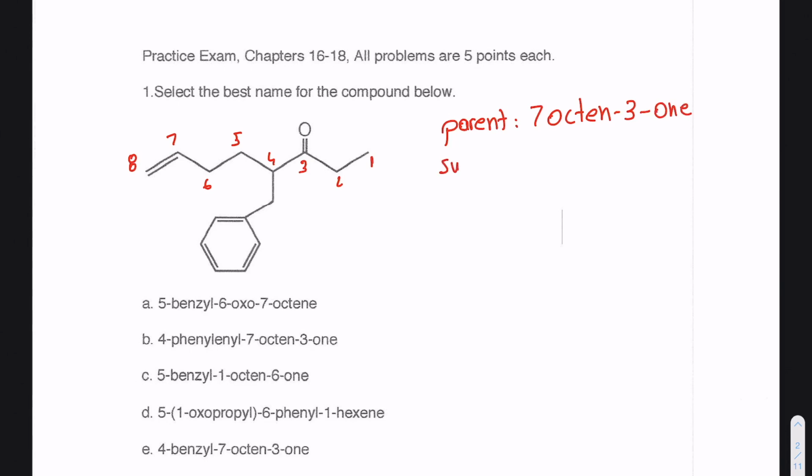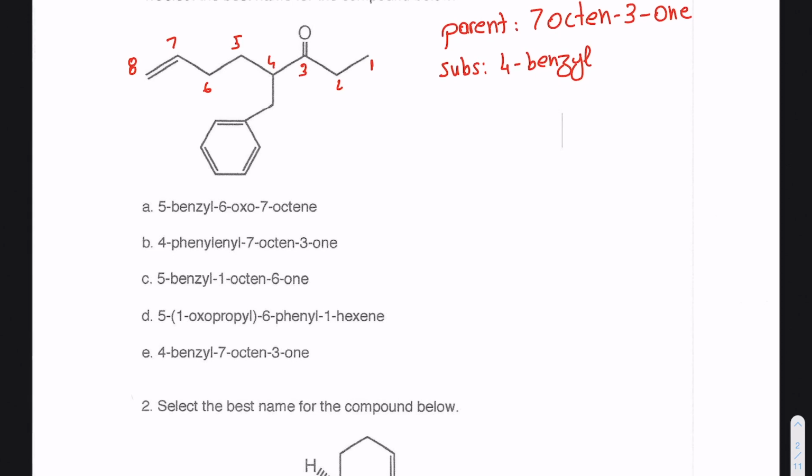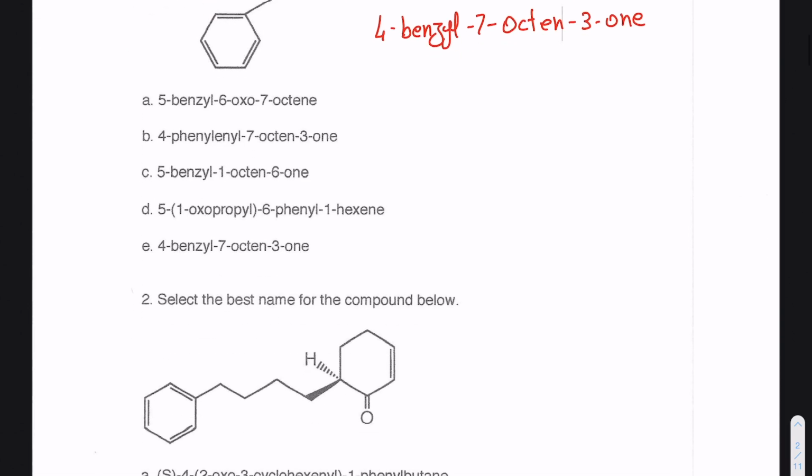Then for the subs, if you remember from chapter 17, I think, this substituent is going to be 4-benzyl. So putting the whole name together, remember you start with alphabetical order. So it's going to be 4-benzyl-7-octen-3-one, and this will give you choice E.